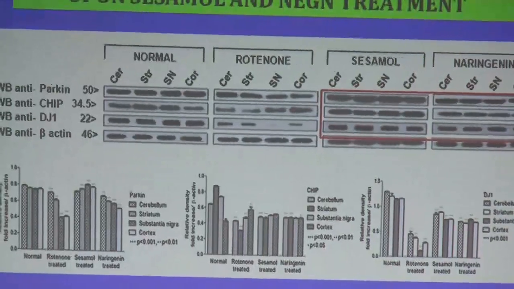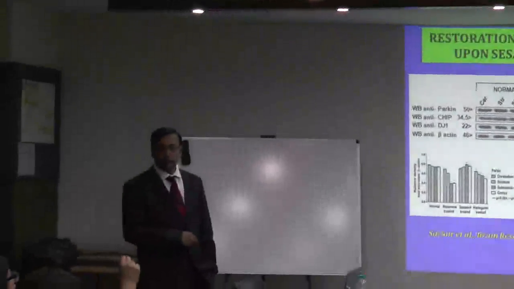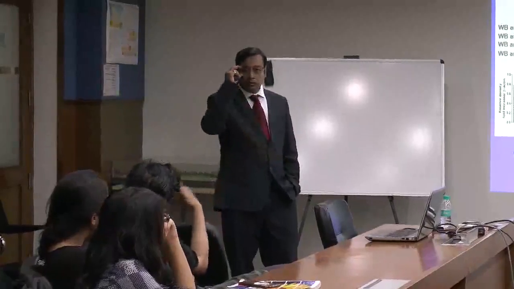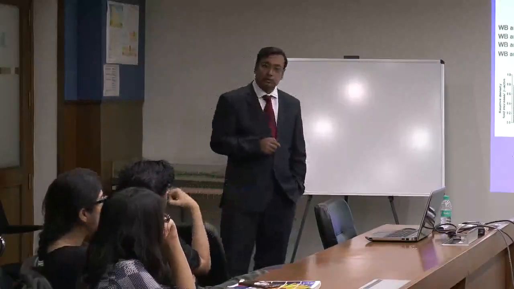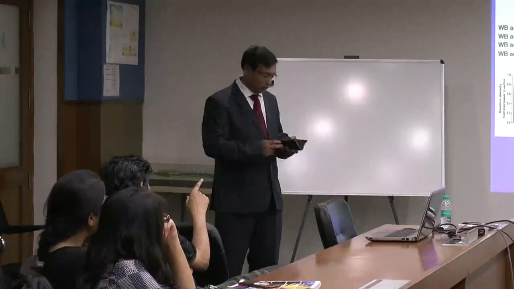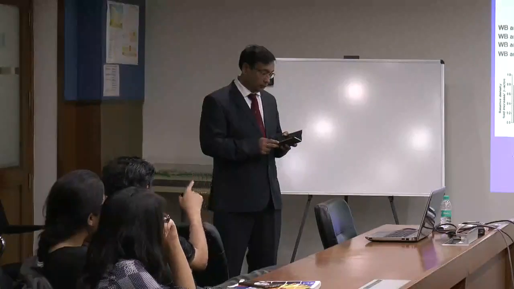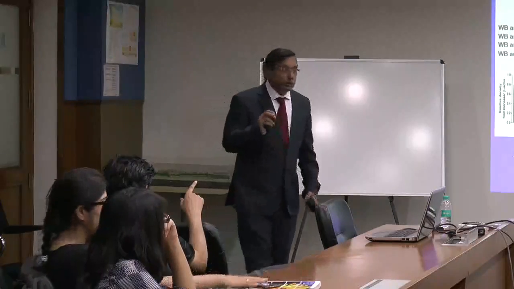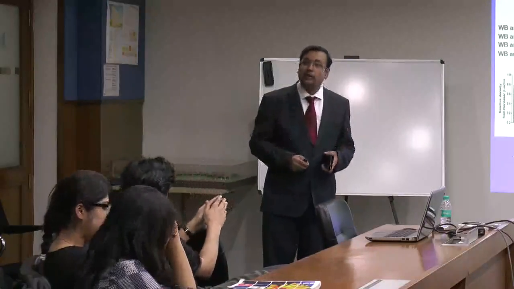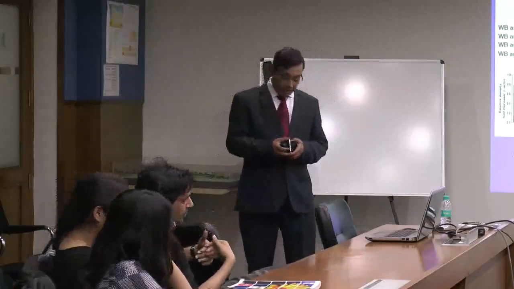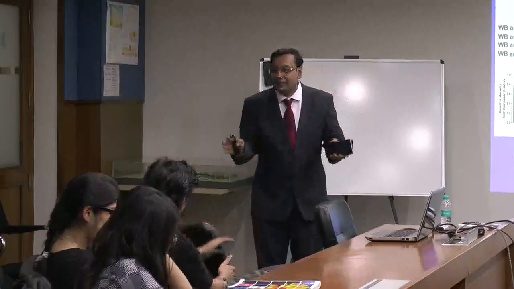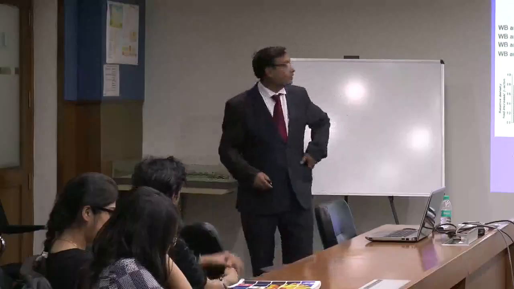Rotenone is the neurodegeneration-inducing factor. Sysmol and naringenin are flavonoid compounds which actually reverse it. Another question: you also gave Sysmol and naringenin along with the rotenone, right? No. First of all, we generated the model, and when that model was completely established, we gave rotenone. Then, as Madam asked, first we checked the behavioral effect, and then we started giving the compounds.